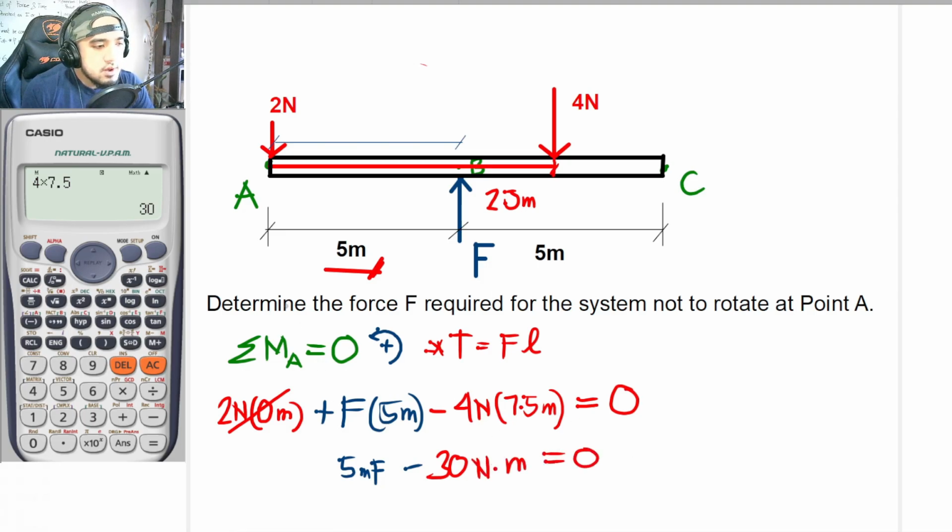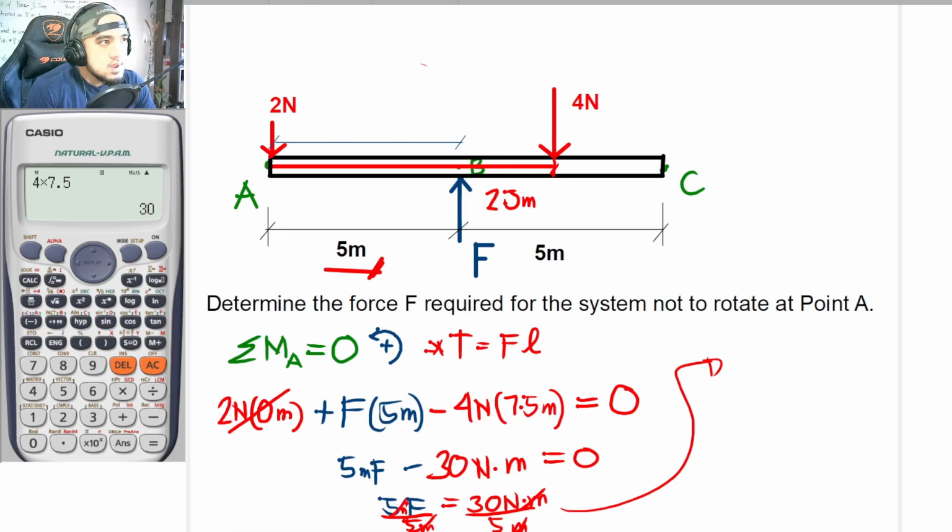So transposing 30, 5 meters F is equal to 30 Newton meter. So if I am to divide both sides by 5, just for me to arrive at an answer in terms of force, the answer here, the meters would now cancel out.